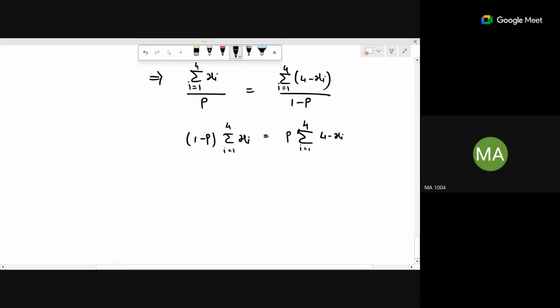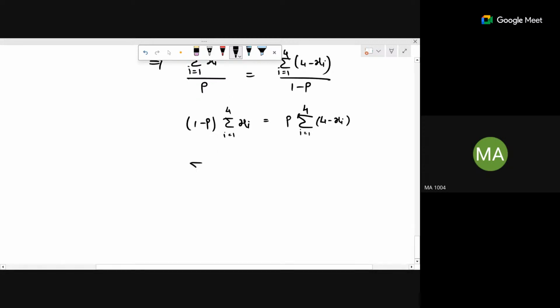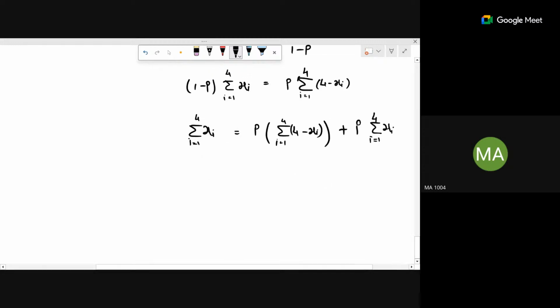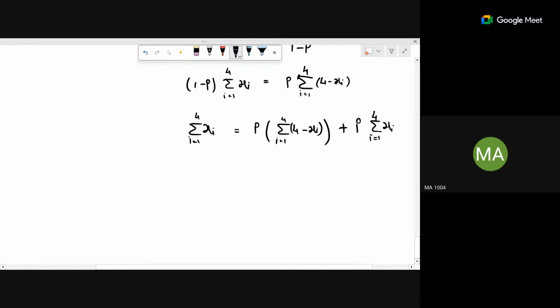Okay. Then take all the terms together. So it will be summation xi from 1 to 4, which is equal to p, with p common out here. This term I am sending there, so it will be in addition 4 minus xi, from 1 to 4. Let me just write it: p into summation xi. Is it fine if I write it like that? I just split the term. That's it, and then send p there. Okay. Then what's next?